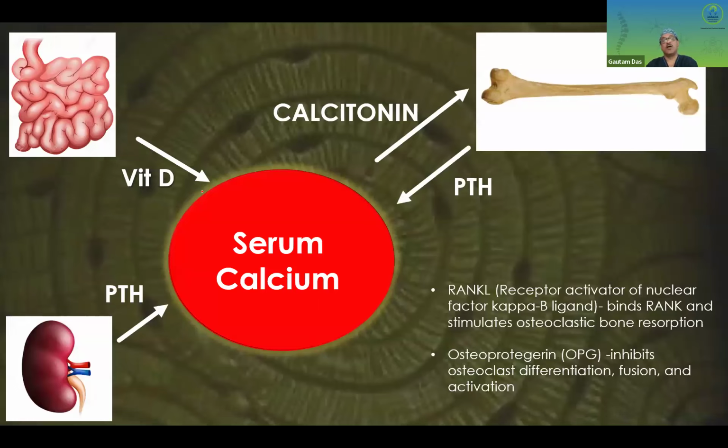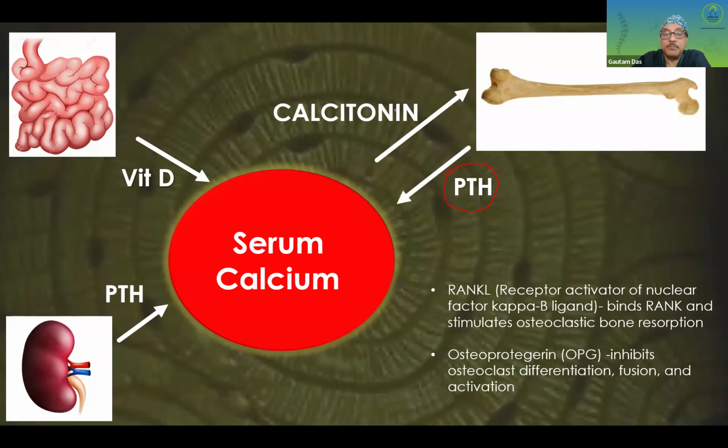Now, let us see what the different hormones are. Three important hormones are there which maintain the serum calcium level. One of them is parathyroid. As you already mentioned, if the parathyroid is continuously released, then that causes bone resorption. More Rankel will be formed, and the calcium will be slowly released into the body. That is maintaining the calcium homeostasis.